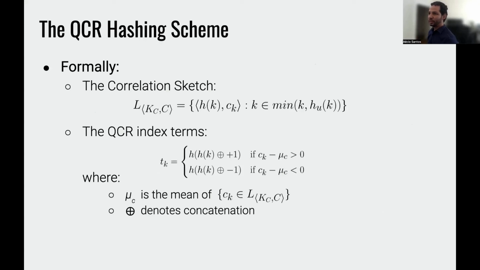More formally, this is what we do. Again, we take as input the hashed keys, h of k, and the numeric values, c sub k. And our terms are essentially another hashing layer, where we take as input the hash of the join key, h of k, concatenated with a sign, +1 or -1.